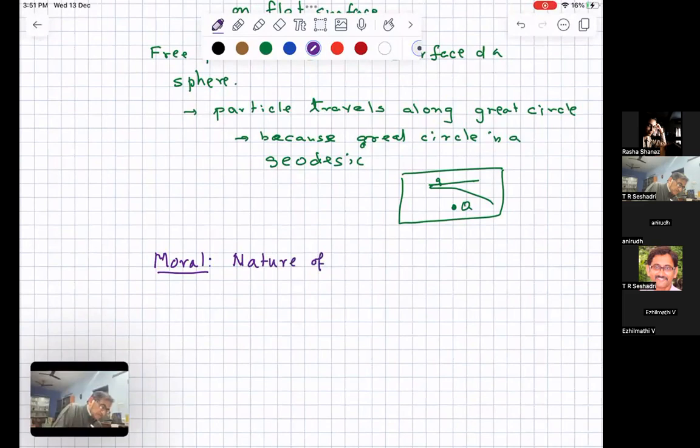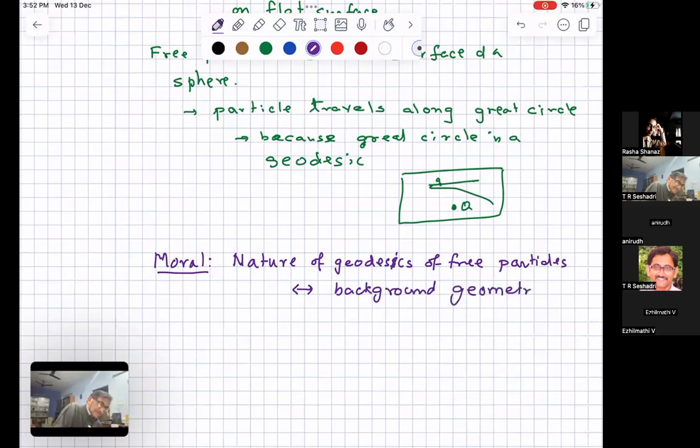So the moral of the story is, the nature of geodesics of free particles is related to the background geometry. And this is where we are building a case for a geometric theory. Now, where is it that general relativity comes in?